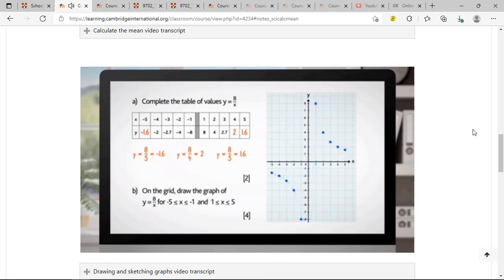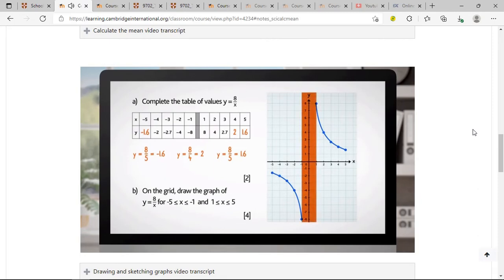Jay should have joined the first 5 points she plotted with a smooth curve to form one section of the graph. Then the other 5 points should have been joined with a smooth curve to form the second section of the graph. Her graph should have looked like this. Notice that there should be nothing drawn between x equals -1 and x equals 1, which is correct for this question.